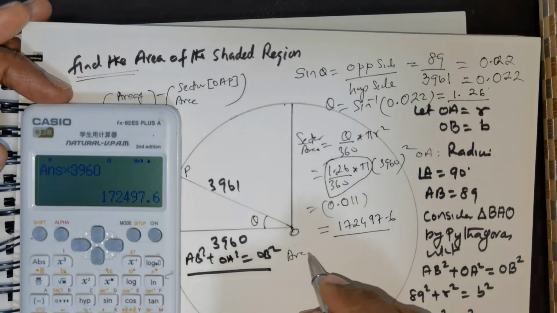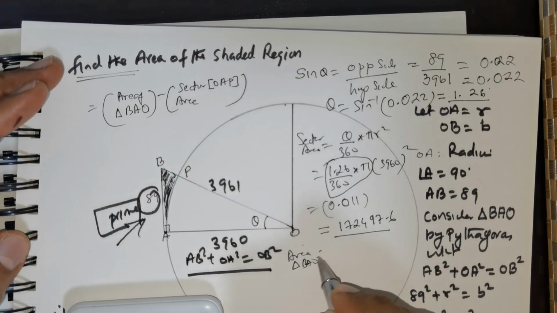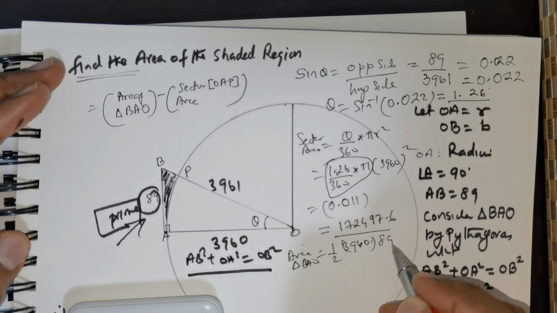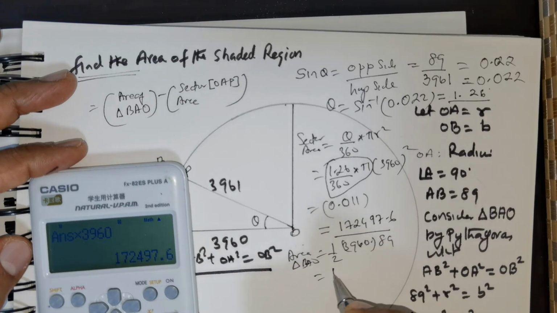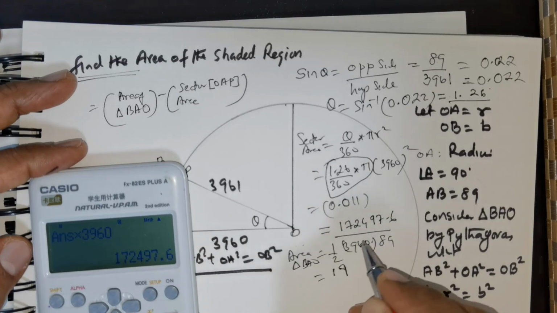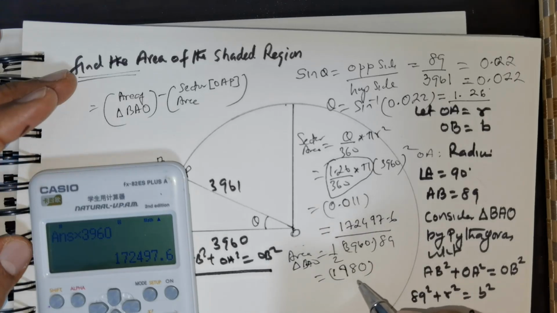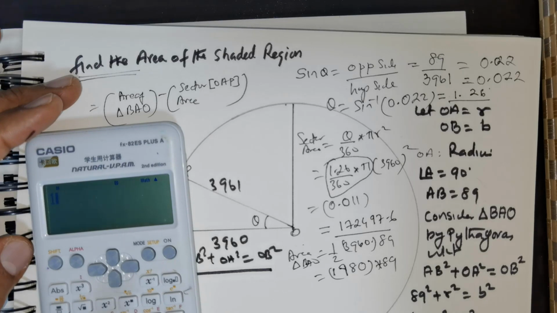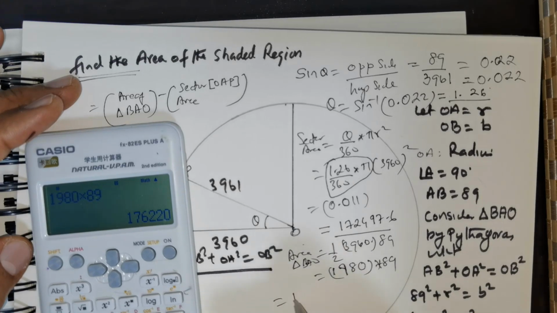Now area of the triangle. Area of triangle BAO is equal to half times base 3960 multiplied by height 89. So 3960 divided by 2 is going to be 1980. Okay, that's fine. Multiplied by 89. So 1980 multiplied with 89 gives me a value of 176220. This is the triangle area.